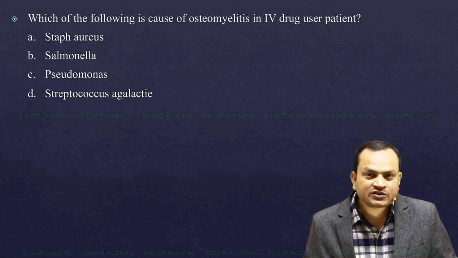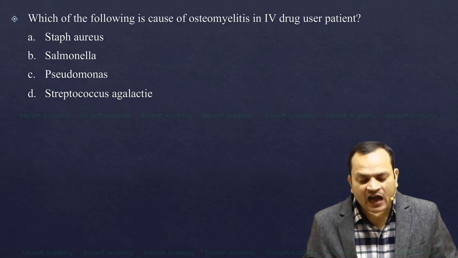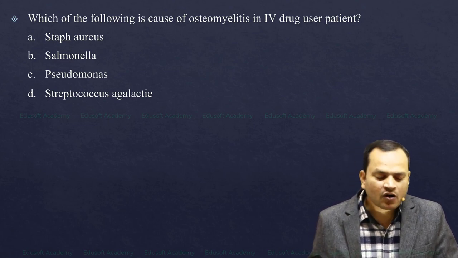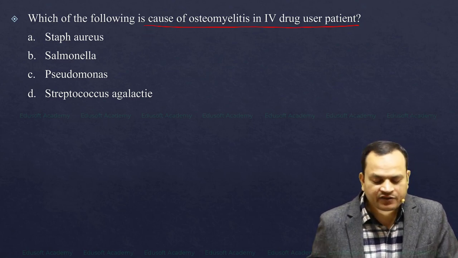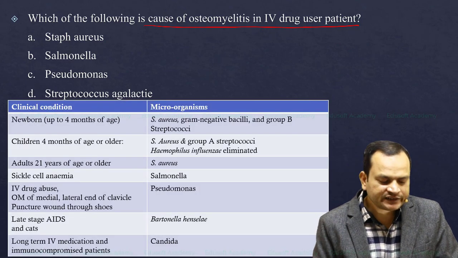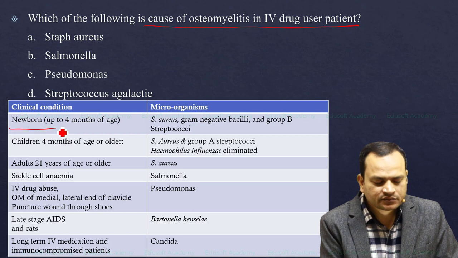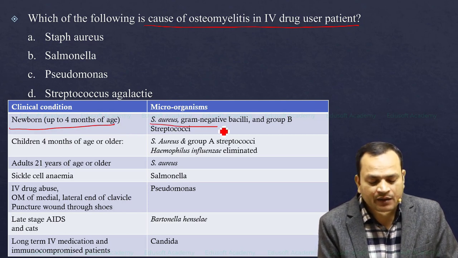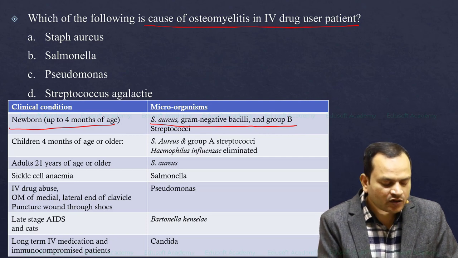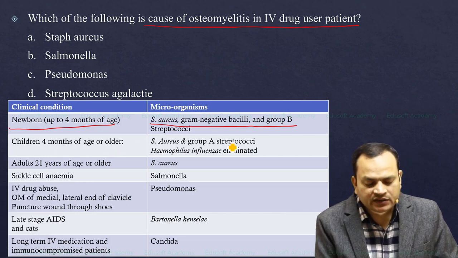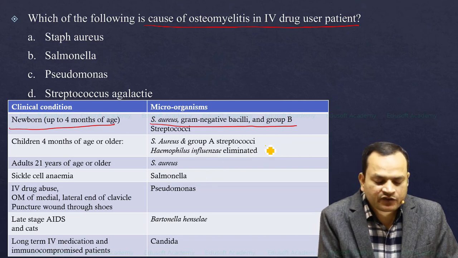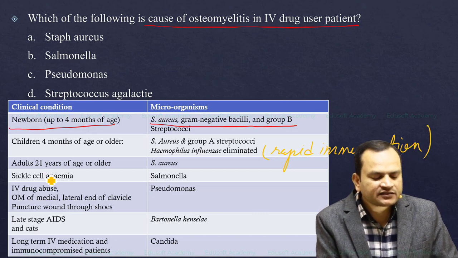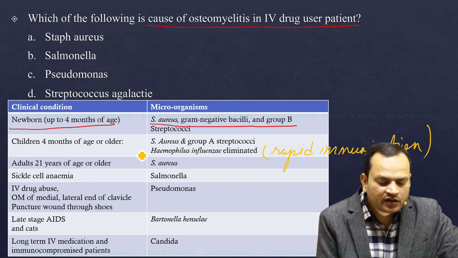So, coming to the next question, which of the following is the cause of osteomyelitis in IV drug user patient? So, let us see this chart. In case of newborn, till 4 months of age, staph aureus, gram-negative bacilli and group B streptococci are the most common cause. Okay. In children 4 months or older, staph aureus, group A streptococci, Haemophilus influenzae has been eliminated by rapid immunization. Similarly, in case of adults of 21 years age or more, staph aureus is the most common cause.